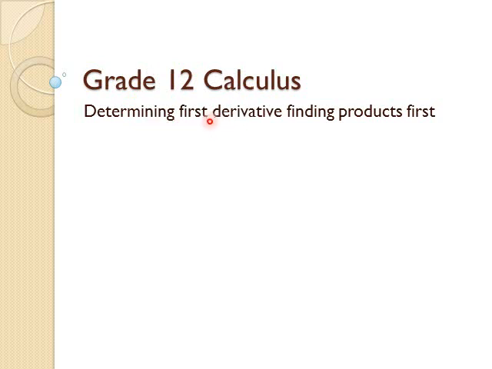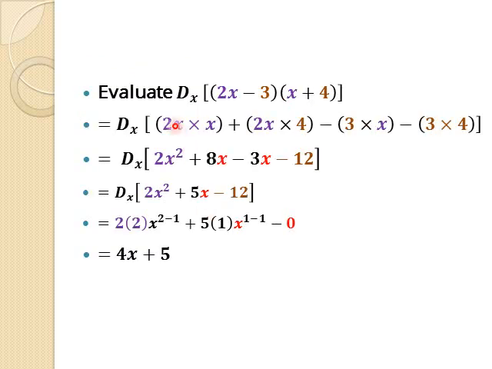I'm still determining the first derivative using rules of differentiation, but now looking at the third format where we're going to find products. As I say, there's seven different ways we test it. So look at problem number 1. They say evaluate d/dx, differentiate x in relation to the given (2x − 3)(x + 4).